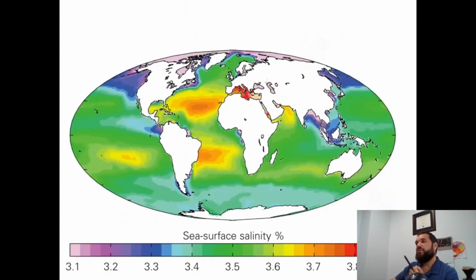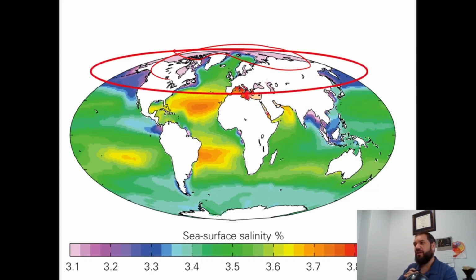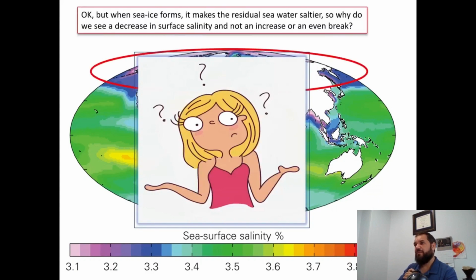Okay? So you might notice, kind of interestingly, that the surface salinity around the poles is actually low. You would think it would even out, right? Like, okay, during the summer it melts, it gets less salty. During the winter, the sea ice forms, it gets more salty. Why doesn't it even out to average? And the reason is this.